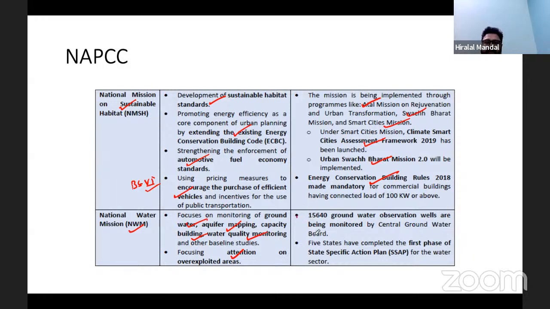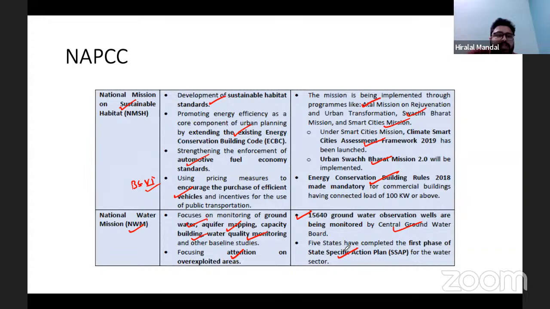We have created 15,640 groundwater observation wells, and they are being monitored by the Central Groundwater Board. And in fact, 5 states have completed the first stage of state-specific action for the water sector. So that's what is being done.